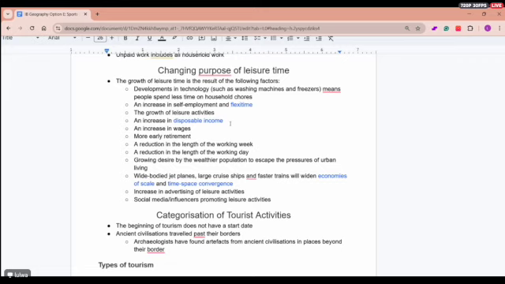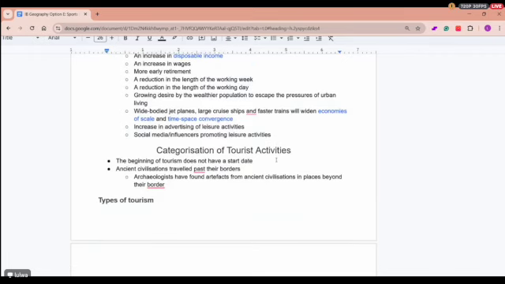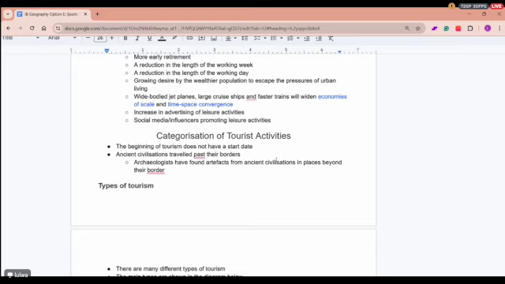You have an increase in wages, earlier retirement, reduction in the length of the working week, reduction in the length of the working day, growing desire by the wealthier population to escape the pressures of urban living, and also wide body jet planes, larger transportation methods, and that will widen economies of scale and also time space convergence. And also, there's an increase in advertising, and social media and influencers also promote leisure activities.